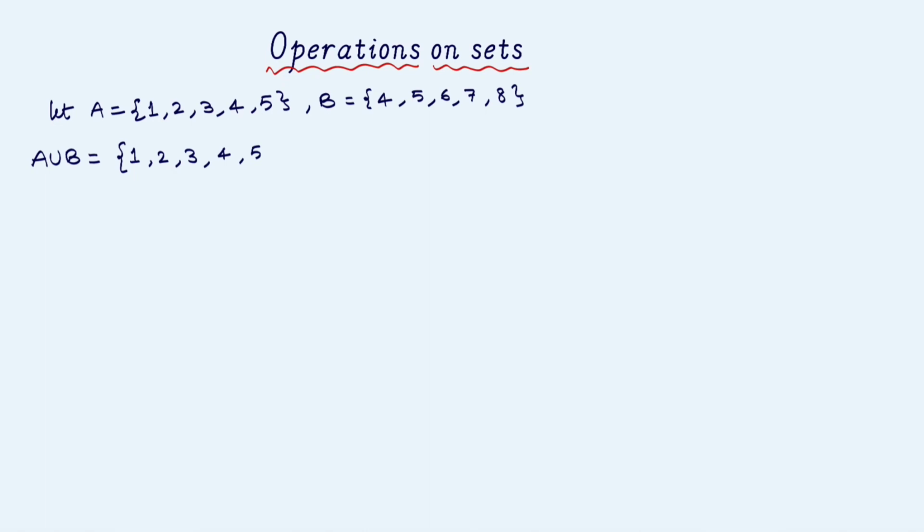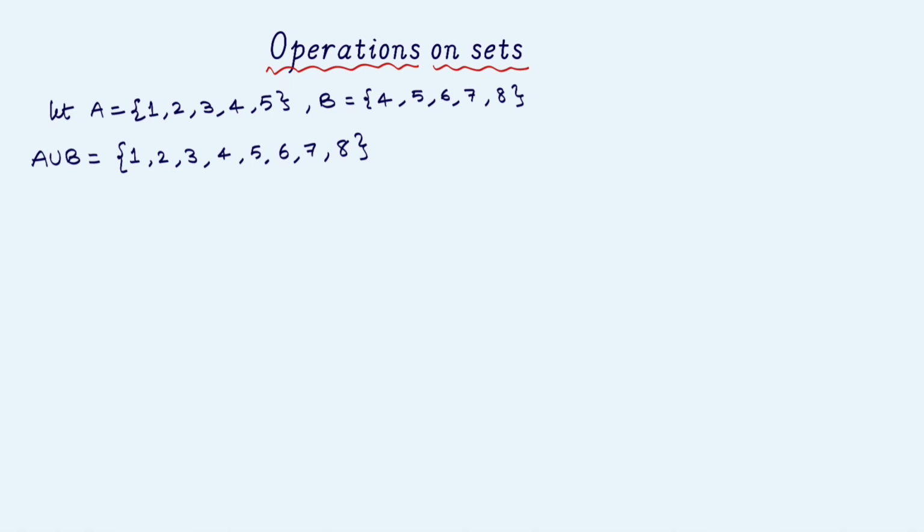Then when you write the list of elements of B, you have to see 4 is already written, so no need to write. You should not write repeated elements in any set. So 4 we already wrote, we should not write now. 5 also we wrote already, so 5 also should not be written. Now remaining elements which are not written till now are 6, 7, 8. So we have to write here 6, 7, 8.